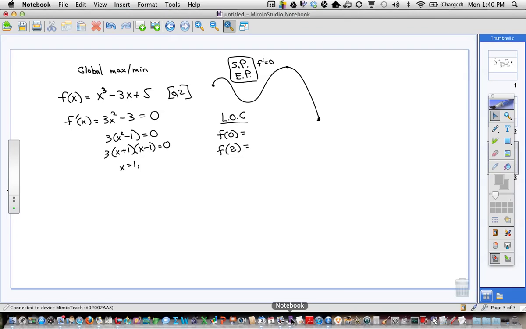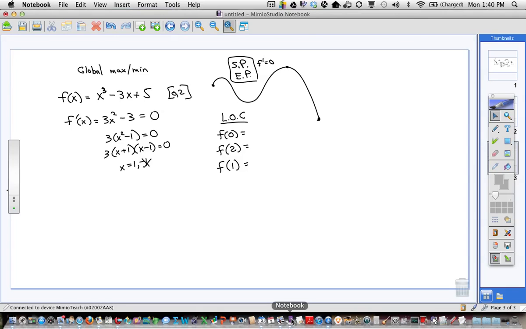x could be 1 or negative 1. But it can't be negative 1 because that's not in that interval, so we would throw it out. Okay? So what that means is 1 is one of our candidates. We have to plug that into the original function too. Our minimum or max value could be at 1. It's got to be at a stationary point or an endpoint.